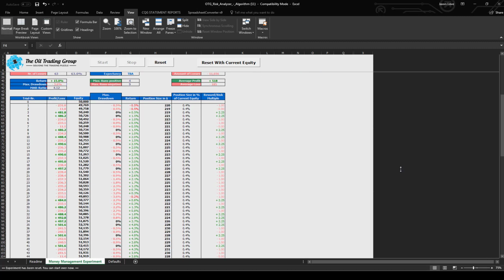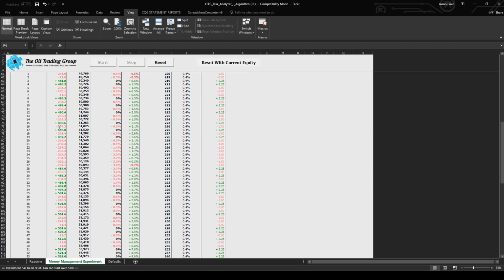Here's why I call this the desktop psychologist. Let's say you came in right here, okay? This is trade 16 to trade 27. That's 12 trades. You won 2 trades out of that 12. 2 divided by 12 is 16%. That's an 84% losing ratio there, right? 84% of the losses.